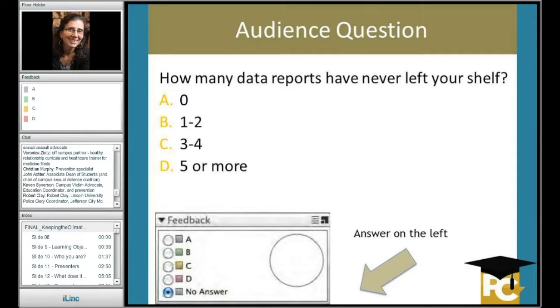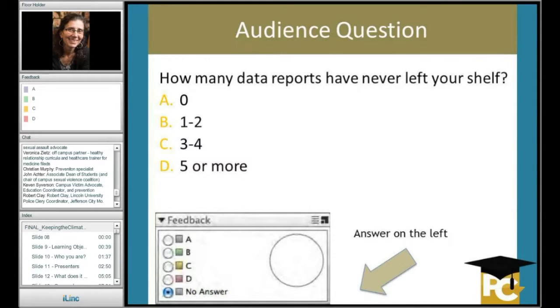So for you all, we would love to know how many data reports have never left your shelf. On the left, you should see a little feedback box where you can select: A, maybe 0. Maybe you either don't have any data reports or you're really good at not leaving them on the shelf. B, 1 to 2, C, 3 to 4, D, 5 or more. Maybe there are dozens. And I am going to share these results with you, Jane, that are coming in, and you should be able to see those.